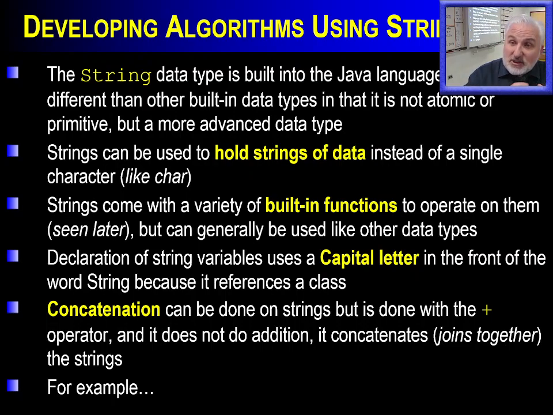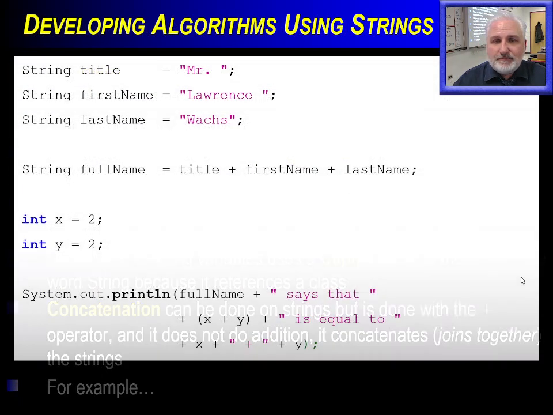It can hold a string of characters, or characters strung together. And strings, as a class type variable, have a lot of built-in functions that can operate upon them. Join strings together, or concatenate strings together, using the addition operator or the plus sign. It does not actually add them like a mathematical operation, but it will concatenate or join the strings together. So let's take a look at an example of that.